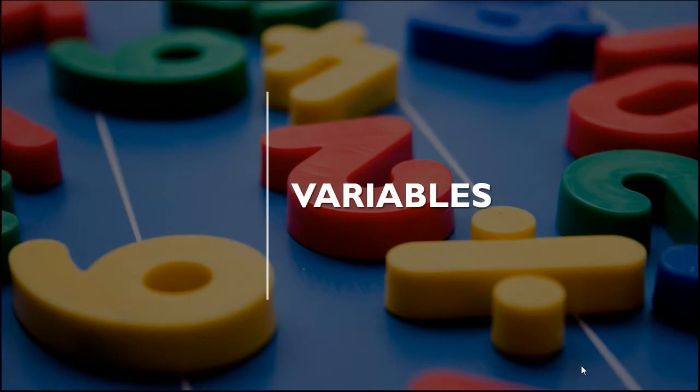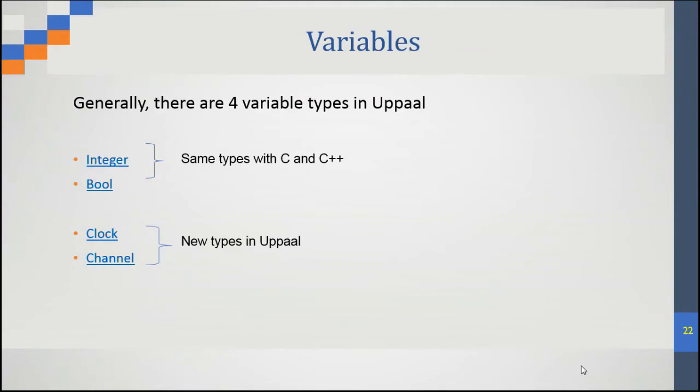Variables in Uppaal. In Uppaal, we have four types of variables. The first two types are integer and boolean, and these two are similar to what we have learned in C++. So the declaration and use of integer and boolean is exactly similar to C and C++. The new two types are clock and channels.